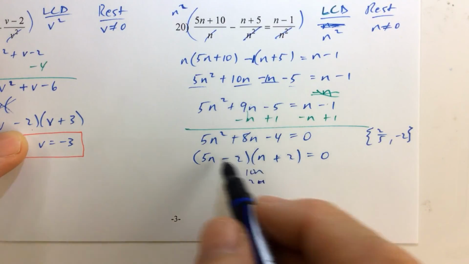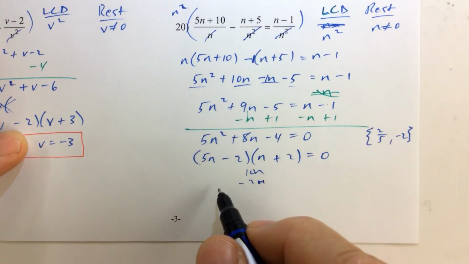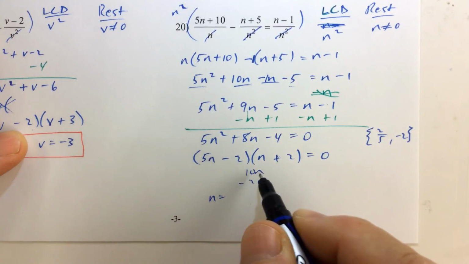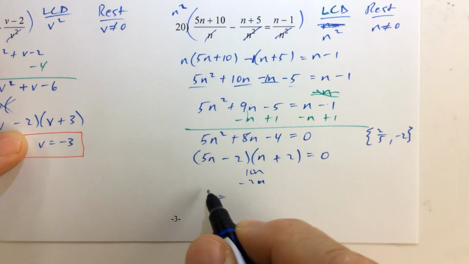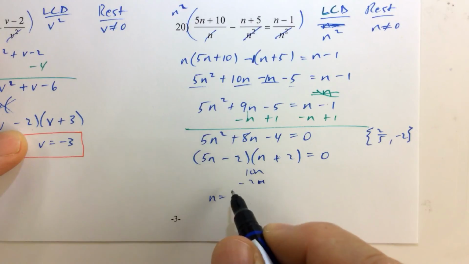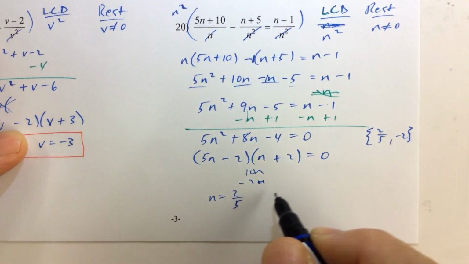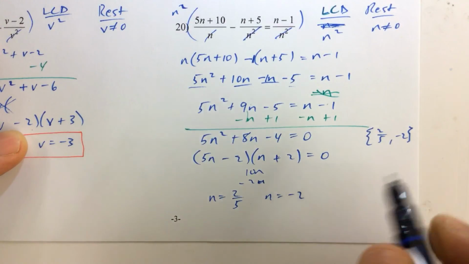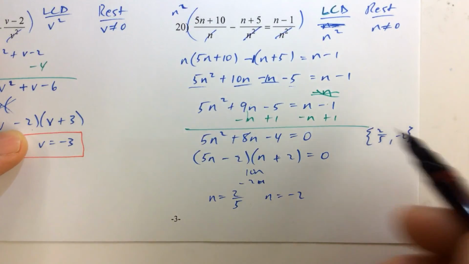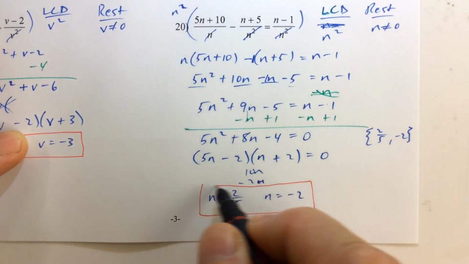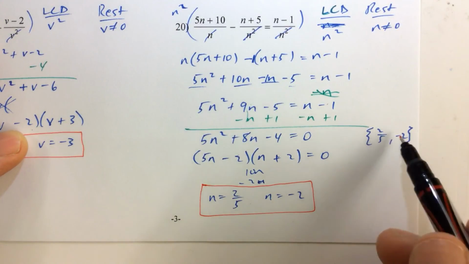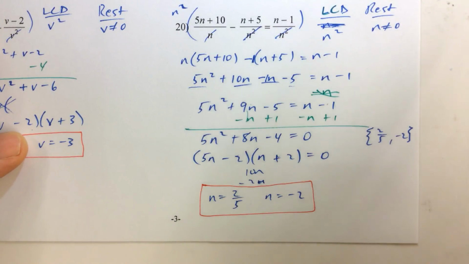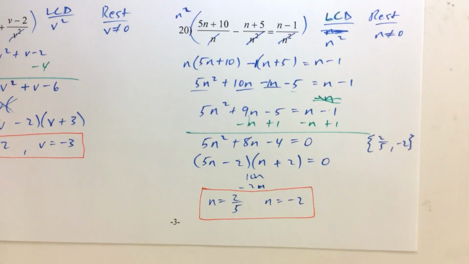So I've got both factors correct, and then if I set each factor equal to 0, I get 5n minus 2 is 0, which means we add 2 to both sides, and we divide by 5, so we get n equals 2/5. Here, n plus 2 equals 0, so we get n equals negative 2, and that's exactly what we said the answers were going to be. So again, neither of these numbers are the restrictions that we listed earlier, and so we're done with that problem.